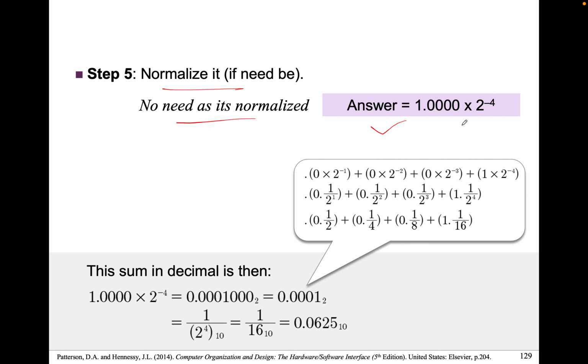So if you want to convert this binary to decimal, you can also convert it. You have 1 times 2 to the power of -4. What happened? You're going to get equal to 1 over 2 to the power of 4. You will get 1/16. Then this is your answer.